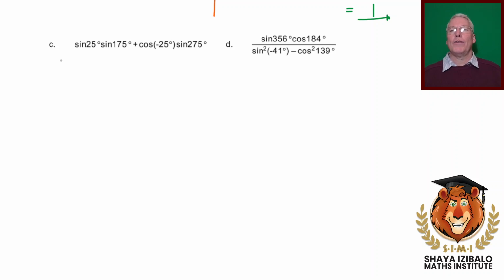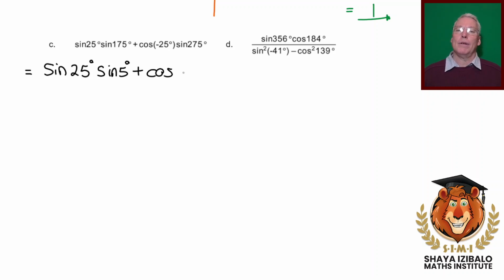Okay, so this first one, we're going to reduce again. Sine 175 is actually the same as sine of 5 degrees. We're 5 degrees away from a horizontal axis and sine's positive in quadrant 2. Now this one's already at 25. Cos of minus 25, we're in quadrant 4 and it's just the same as positive cos 25.